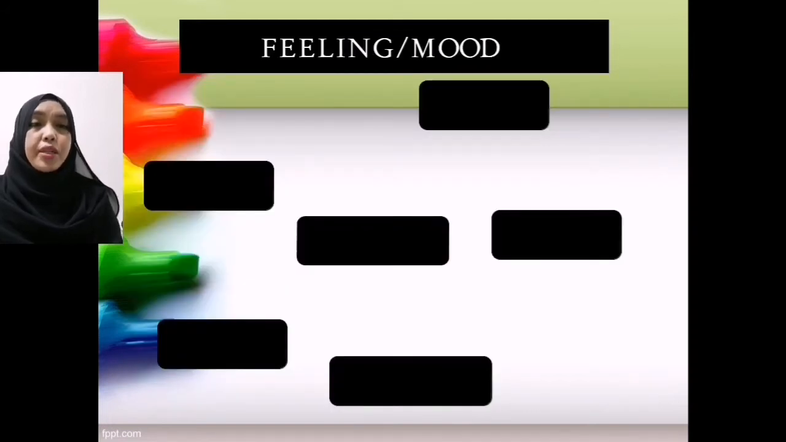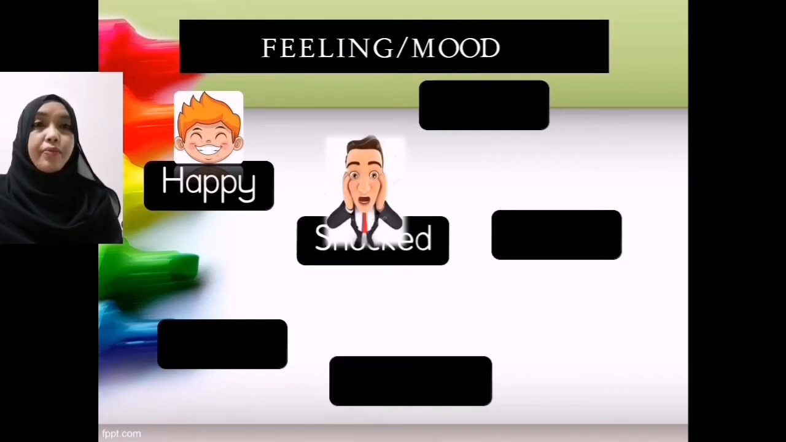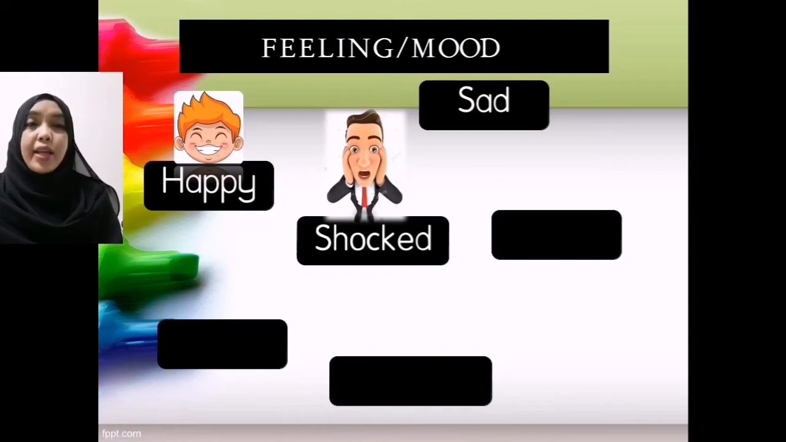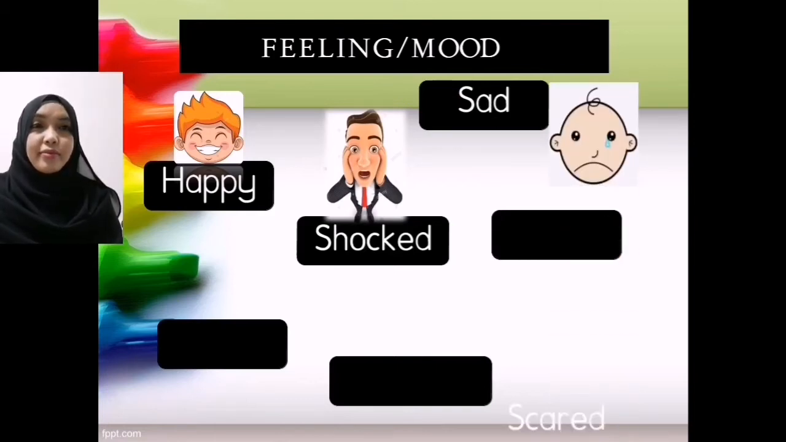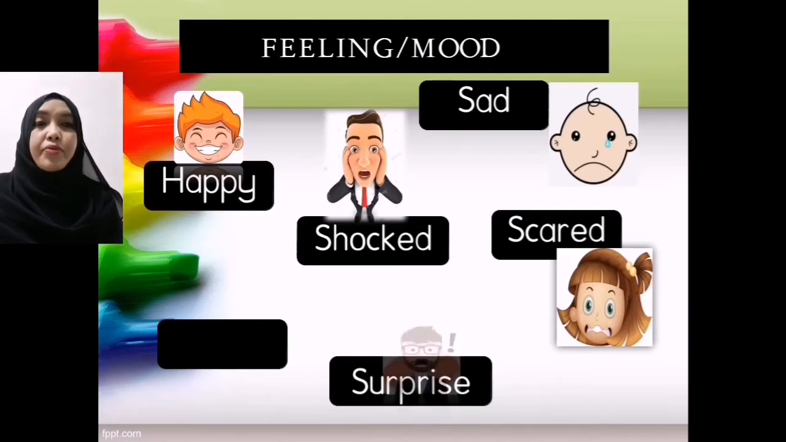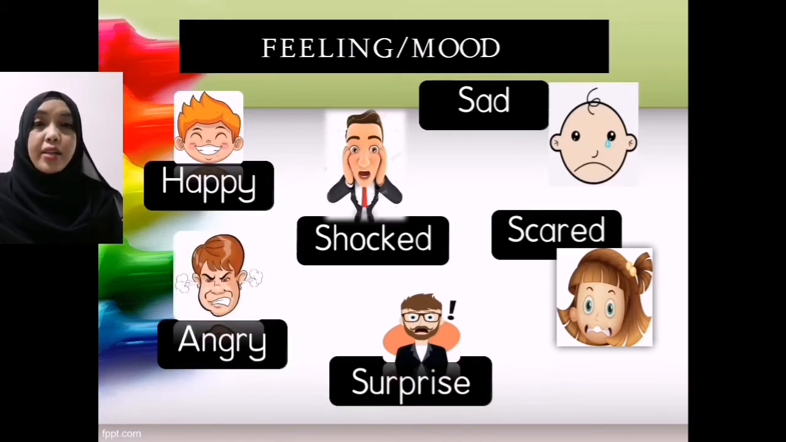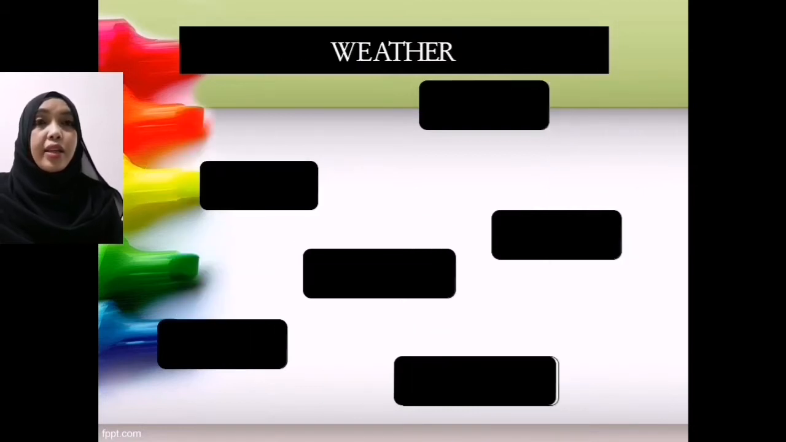So, feeling and mood. We are going to use these words to describe our feelings. Happy, then shock. The third one, sad. Scared. Surprise, birthday party surprise. Angry. Can we read the words together? Happy, sad, shock, scared, surprise, angry. Can you identify other feelings?